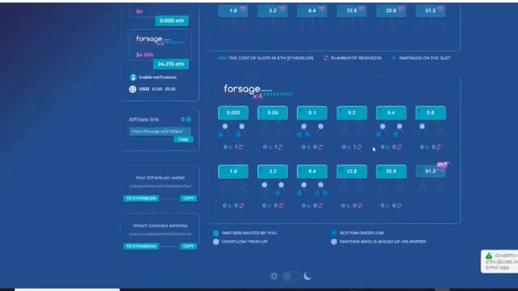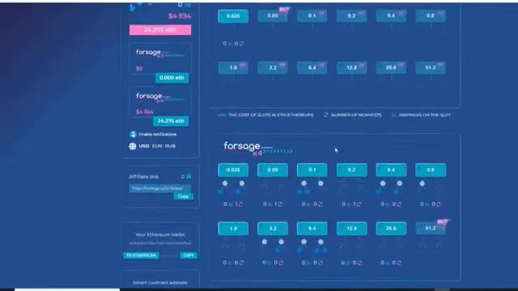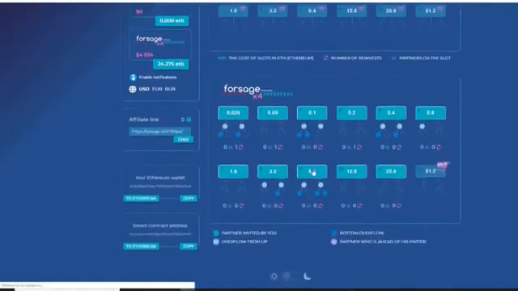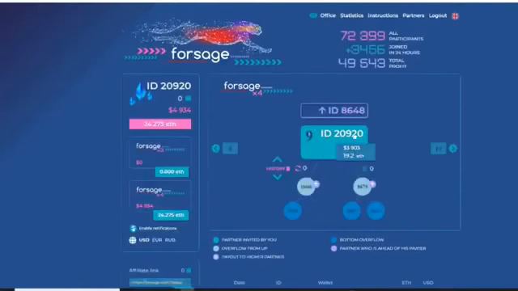Now, whenever you activate a slot, whether it's for the first time or when you reinvest, okay, after you complete and cycle in the matrix and you open a new slot, it goes under someone else's matrix. This is the easiest way for you to understand. Like for example, if I click here, this slot was activated under the matrix of 8648. Okay, now 8648, this account in this matrix, he has 20,920, okay, in the first spot.